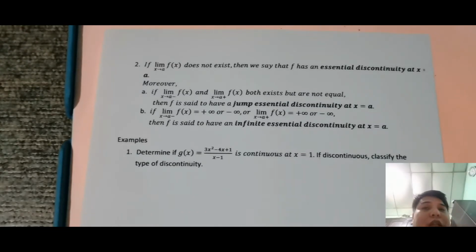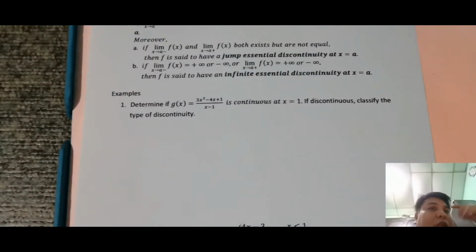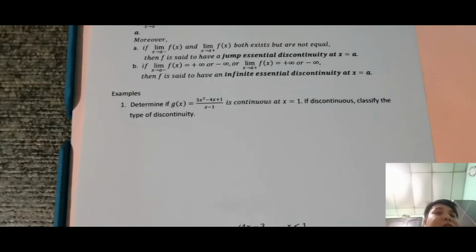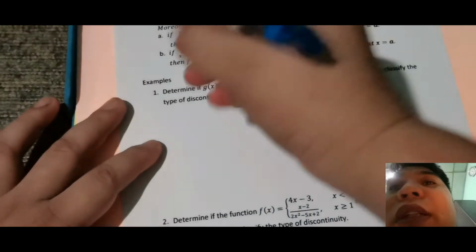So, ngayon, example tayo para maintindihan mo yung sinasabi ko. Determine if g of x is equal to 3x squared minus 4x plus 1 all over x minus 1 is continuous at x is equal to 1. If discontinuous, classify the type of discontinuity. So, ganun talaga yung test. I-check natin yung ginagawa natin last time. So, ito yung una. Hindi ito proving. So, test 1.